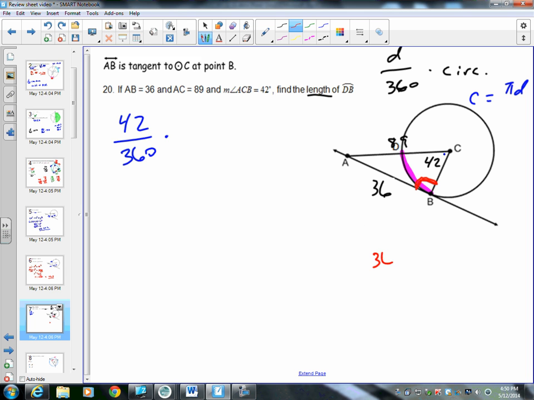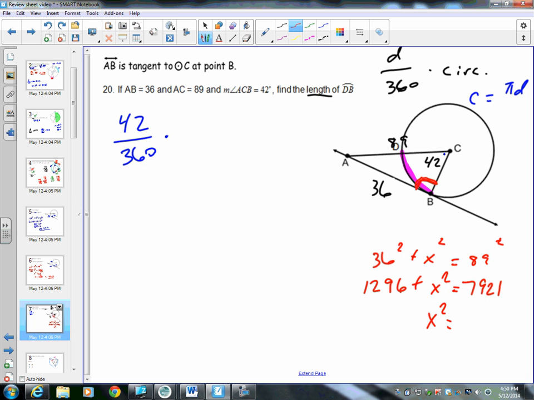So we can say 36 squared plus x squared is equal to 89 squared. We're going to have some super fun numbers. Okay, so 36 squared is 1,296 plus x squared is equal to 89 squared is going to be ridiculous, 7,921. We can subtract these to get x squared by itself.